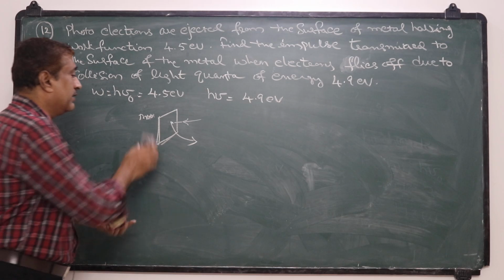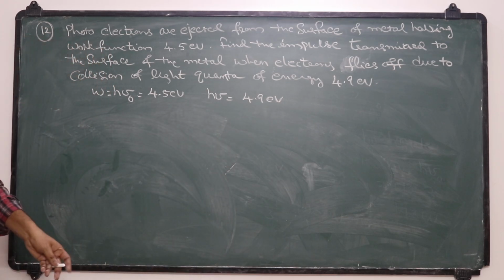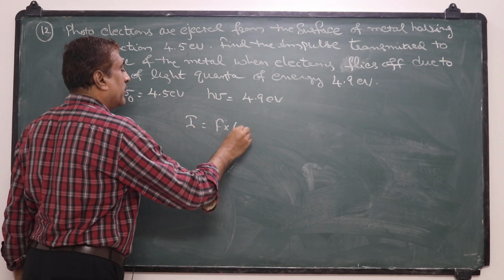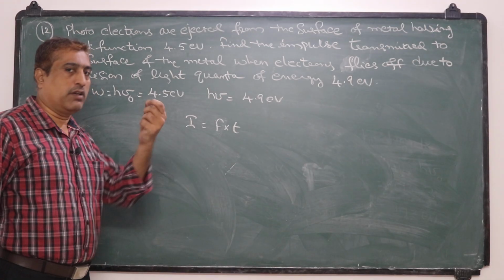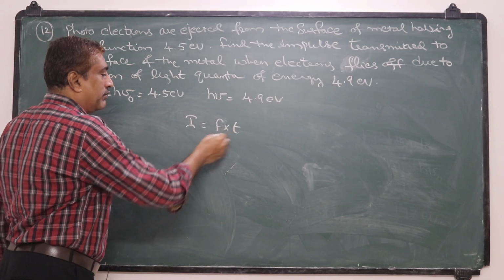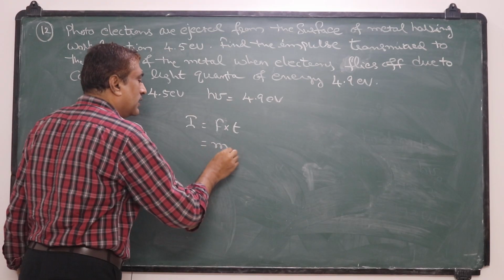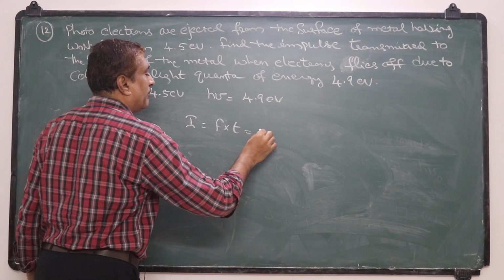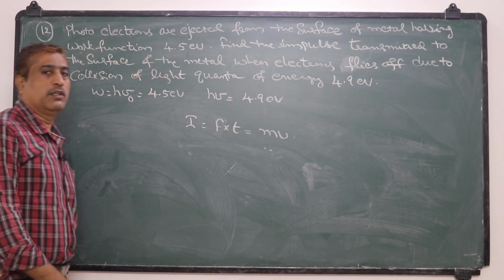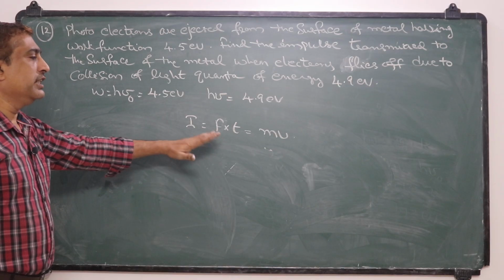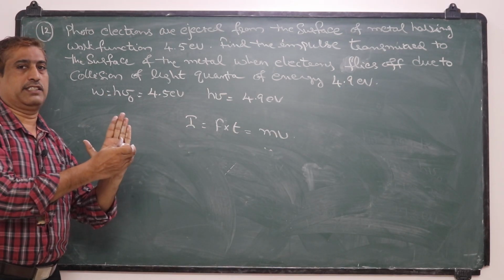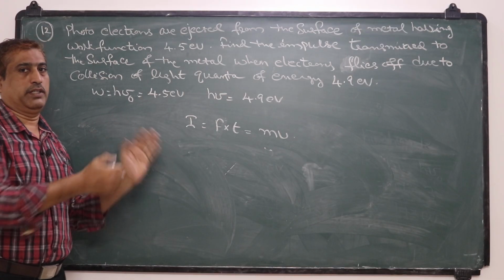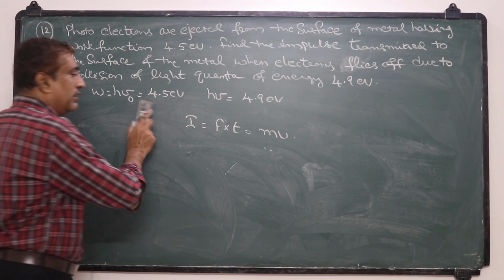So similarly, we can calculate like this. We know the impulse I is equal to F into T. That means large force acting in small interval of time. So force into time. That is nothing but change in momentum. So now we have to find the change in momentum. Initially the metal surface is at rest. Due to the emission of electrons from this metal surface, it will recoil. That is the change in momentum. That we have to calculate. So first we calculate like this.